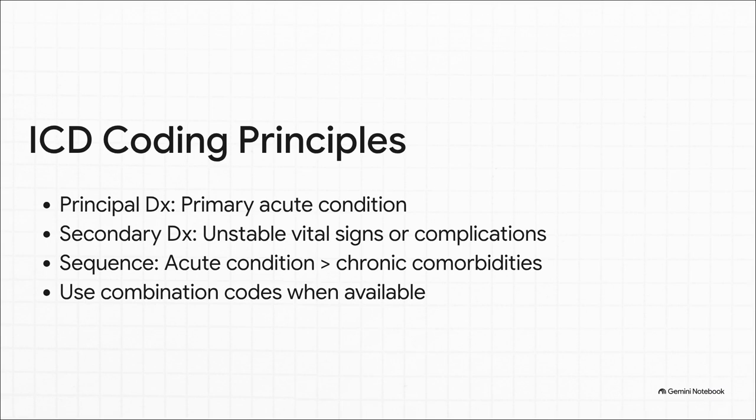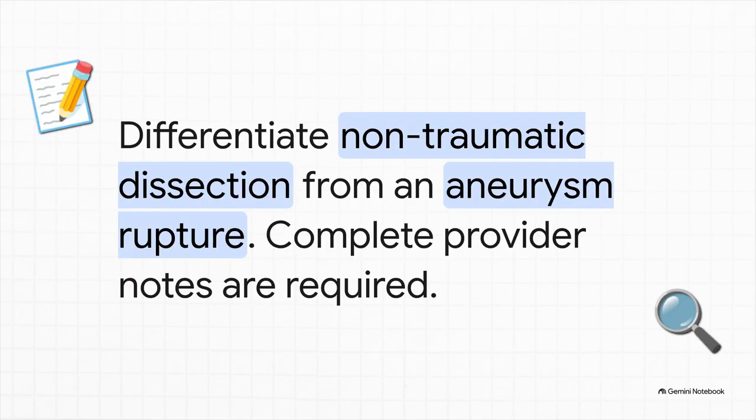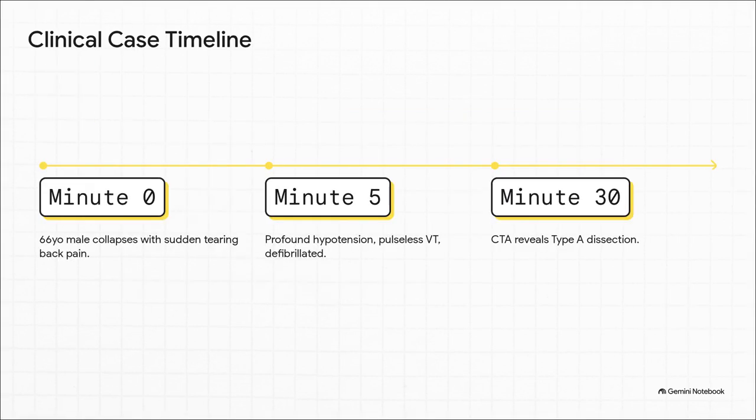Oh, and always use combination codes when they're available. Specificity is absolutely vital here. You have to rely on the provider's exact documentation. You literally cannot assume. You must differentiate a non-traumatic aortic dissection coded in the I-71.0 series and broken down by anatomical site from a thoracic or abdominal aneurysm rupture, which uses entirely different codes like I-71.1 or I-71.3. Knowing the difference between a tear and a burst ensures the patient's record accurately reflects the clinical care they actually received. Let's bring all of this together with a clinical case decoder timeline.